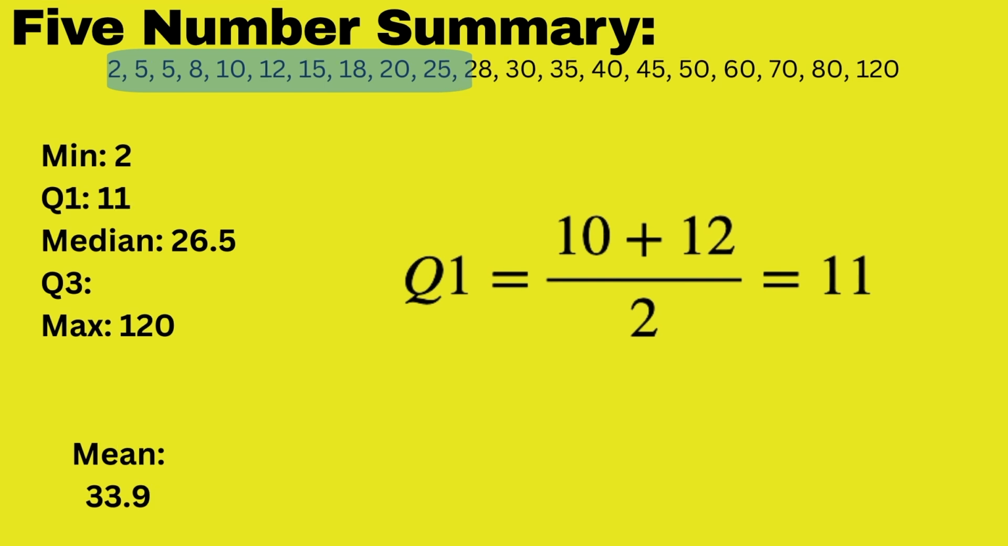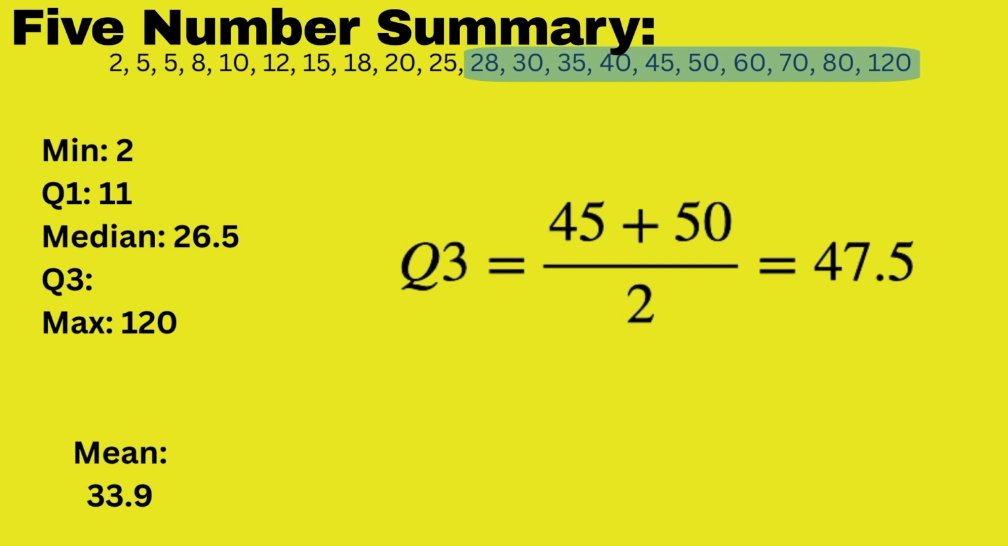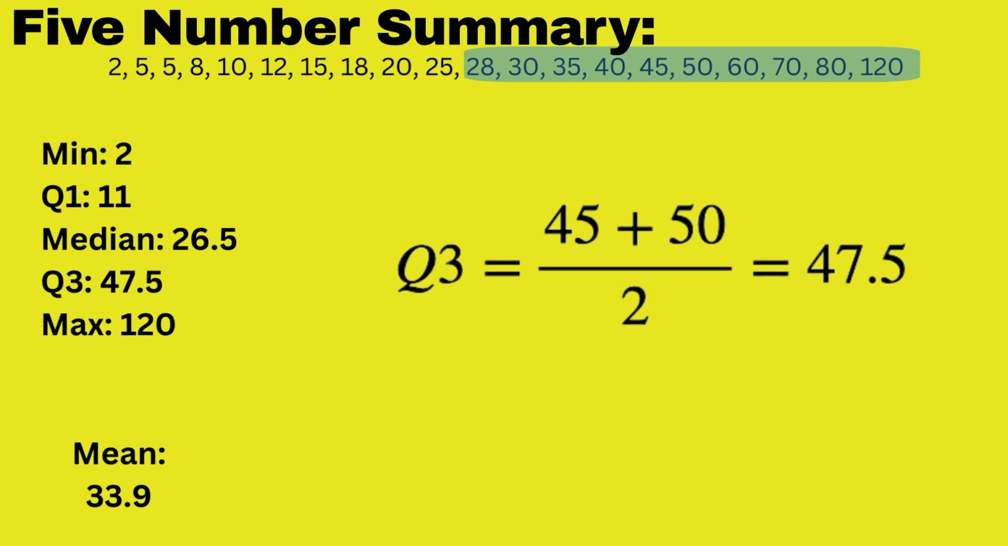Similarly, for Q3, we're going to look for the median of the upper half of our data. So we're going to go 5 up, including 28. So 28, 30, 35, 40, 45. We get to 45. That's one of our values. And then we calculate 5 down from our top, and we get to 50. So we average the 45 and the 50, and we get the Q3 as 47.5. So now we have found all 5 of our 5-number statistics.